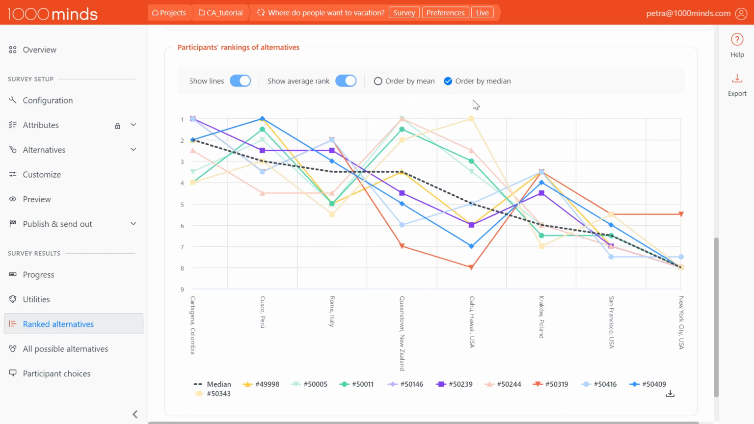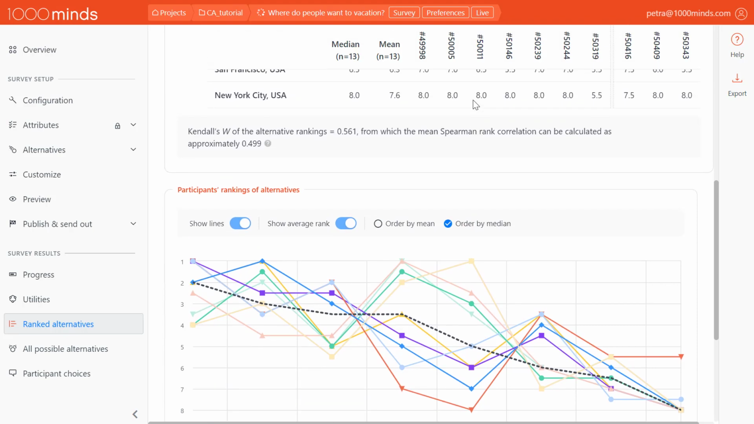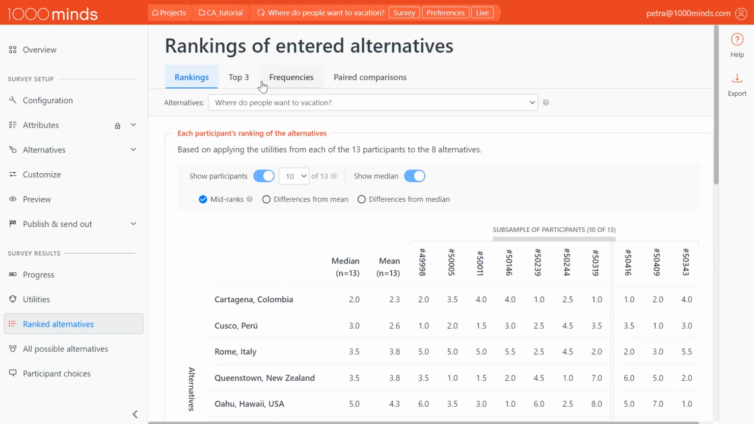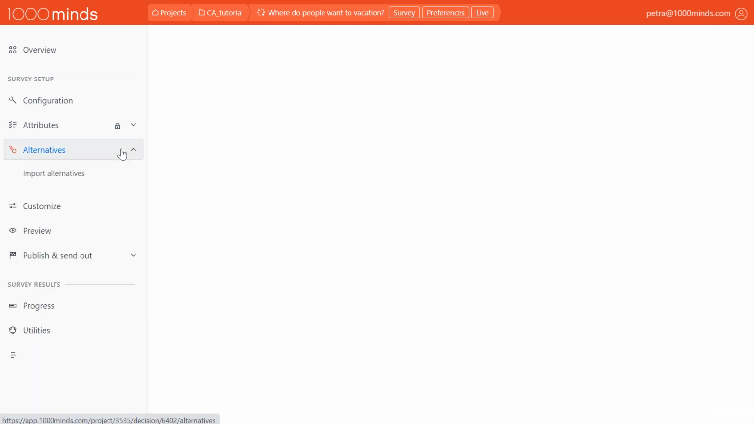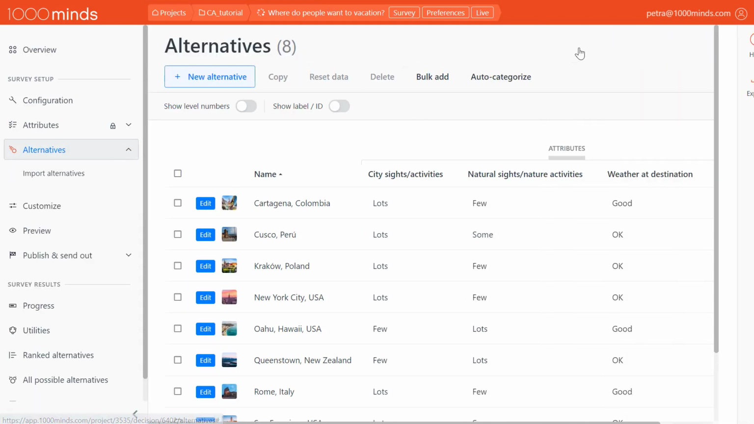We want to get a better idea of what the market shares for our alternatives are, which is the percentage of our participants that would choose a particular alternative. On the next page, we see for what percentage of participants each vacation destination is ranked first, second, or third. So we see that 34.6% of our participants would choose to vacation in Cartagena, and for another 30%, Cartagena would be their second choice. We can see how these market shares could shift by going to the Alternatives page and editing the alternative ratings on our attributes.